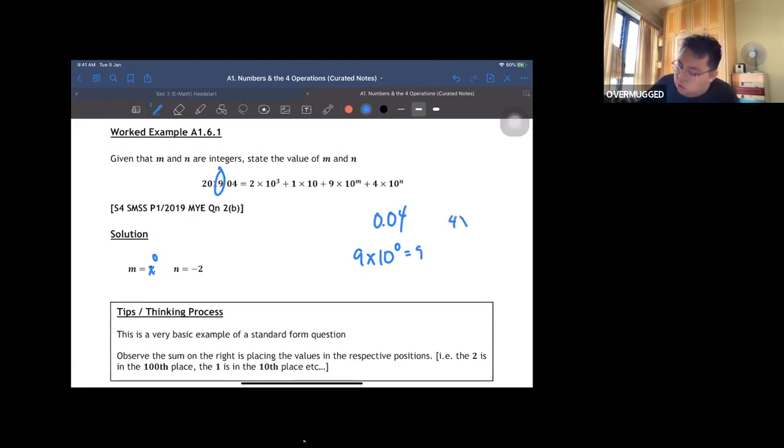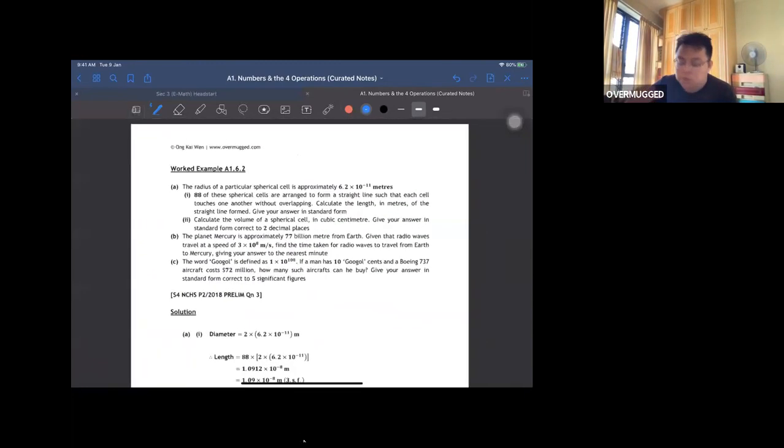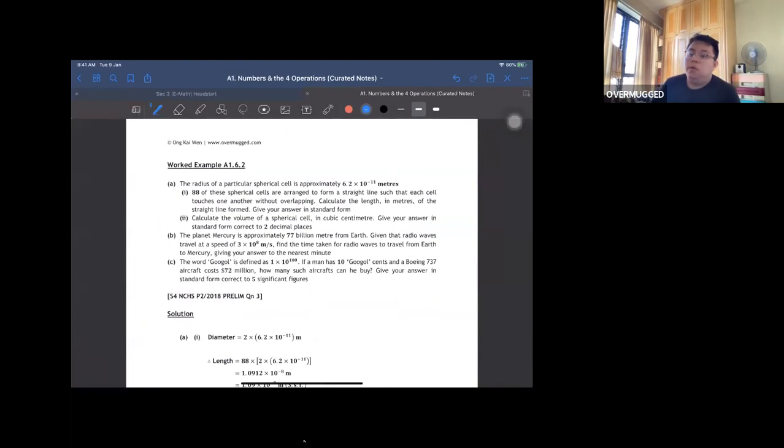Okay, and 4 times 10 to the power of -2 is actually 0.04. So this is a pretty basic question. Now, there are many other questions out there that contain standard form. So take note that this is the very first topic for EMath, and it's an important concept because it's used all over the place, even in your sciences.